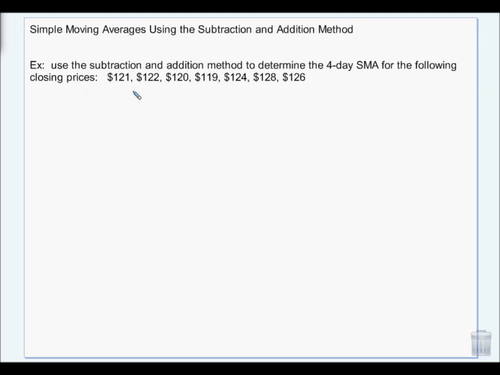So what we do is we're looking for the 4-day SMA, right? So we're going to go in groups of 4. So I'm going to take the first 4 numbers, and I divide that by 4. Where do these numbers come from? Right here. They're just given to us. Oh, I thought it was in the chart. No, they're just given to us, like those would be the days' closing prices for some stock. The average for days 1 through 4 is 120.50.